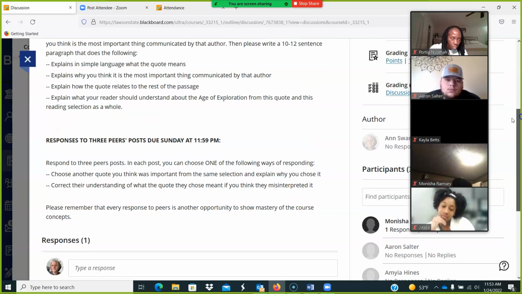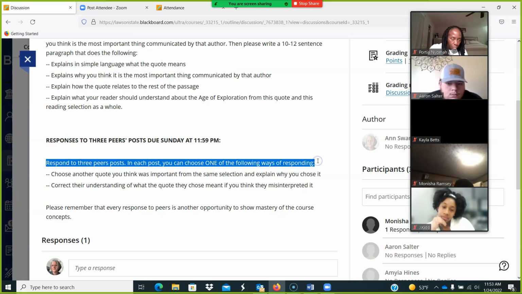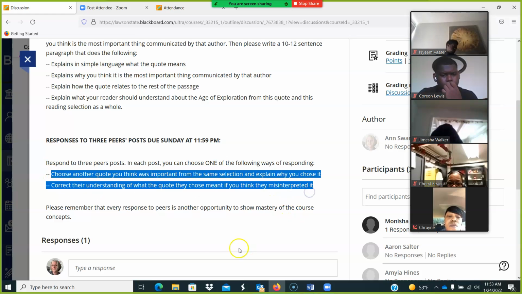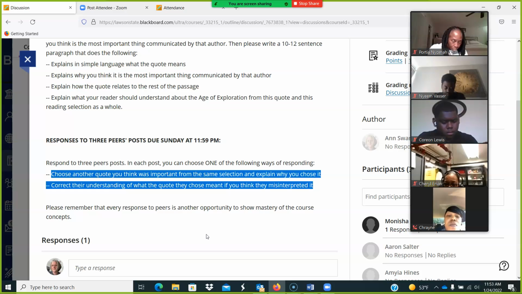Erin, in our responses to peers, please read the preface to the responses to peers. Respond to 3 peers' posts. In each post, you can choose one of the following ways of responding. Fantastic. And Jamisha, can you read the 2 bullet points that are the 2 different ways you can respond? Choose another quote you think was important from the same selection and explain why you chose it. Correct their understanding of what the quote they chose meant if you think they misinterpreted.